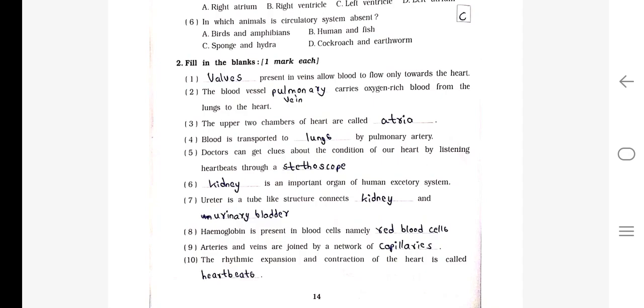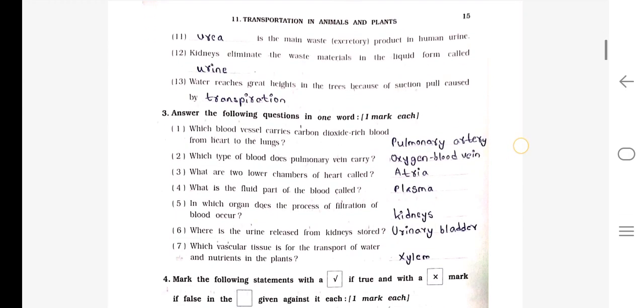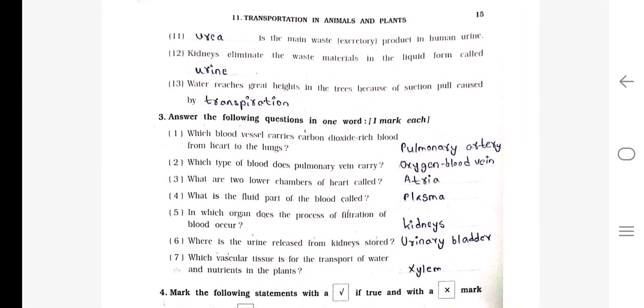Number 8. Hemoglobin is present in the blood cell, namely dash. Answer is red blood cell. Number 9. Arteries and veins are joined by a network of dash. Capillaries. Number 10. The rhythmic expansion and contraction of the heart is called dash. Heartbeat. Number 11. Dash is the main waste excretory product in human urine. Urea. Number 12. Kidneys eliminate the waste material in liquid form called dash. Urine.